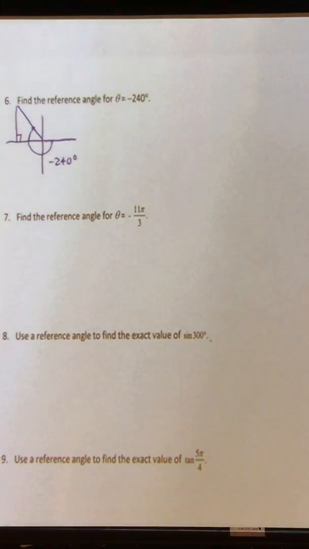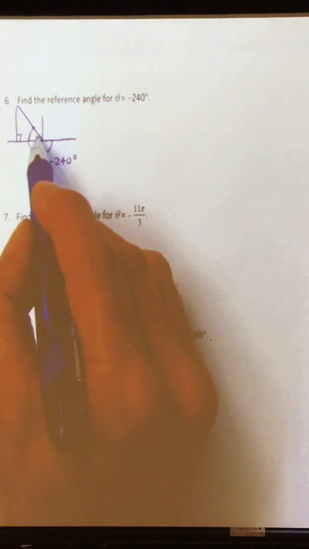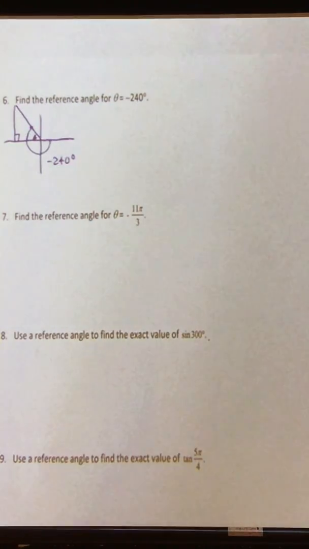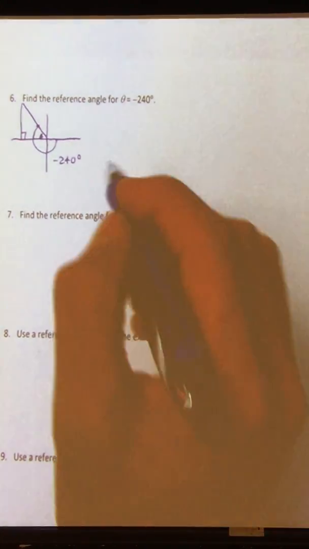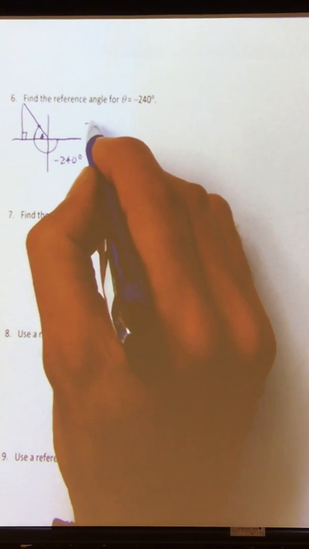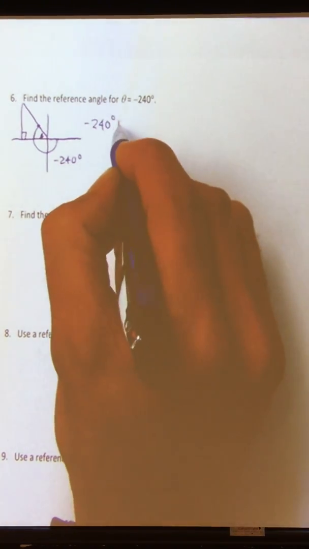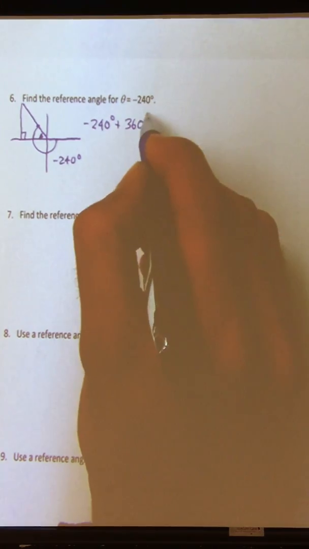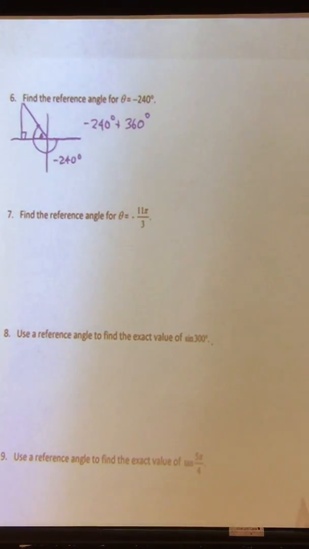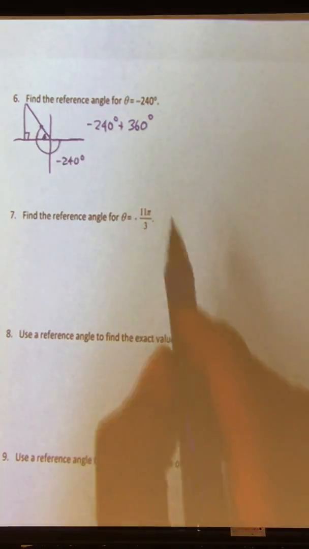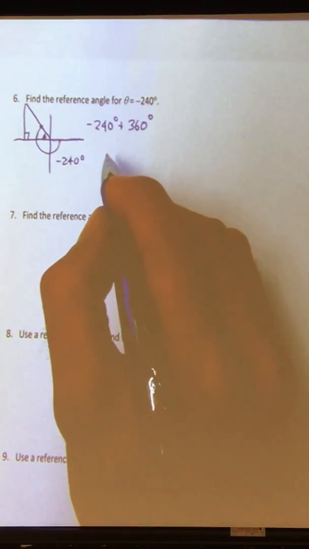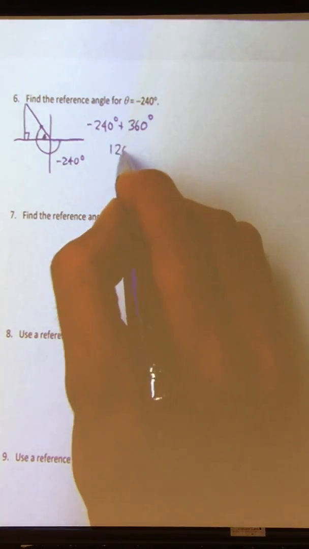Draw your right triangle associated with that quadrant. There we go. And the reference angle, as always, is pinched in right here between the positive x-axis and the terminal side of the angle. What we'll do is take our given angle of negative 240 degrees and we'll add a full rotation of 360 degrees. This will then give us our coterminal angle, which is this one right here. That's a positive rotation. So if we do that, we'll have 120 degrees.